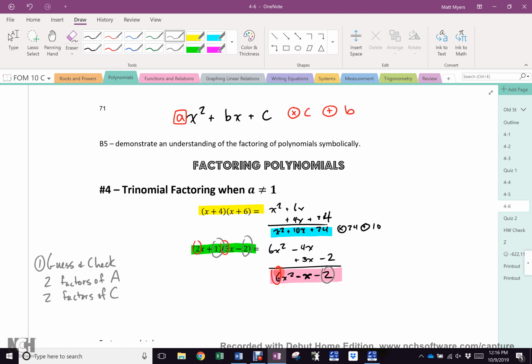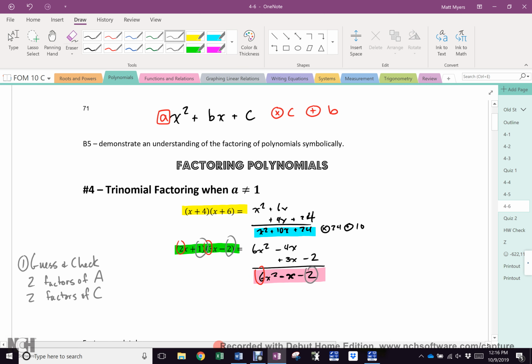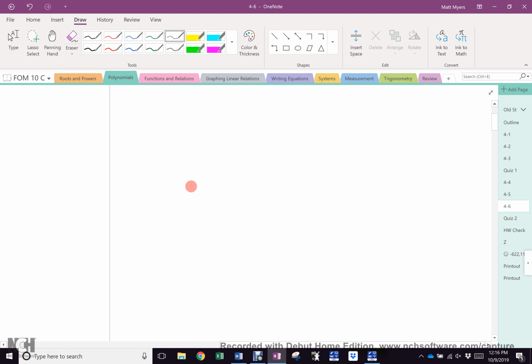Now, the reason I don't like this one is what if, and don't write this down, I just want to show you why I don't like it. What if I had 12x squared plus 18... plus 216, no, wait, I'm sorry, 110x.